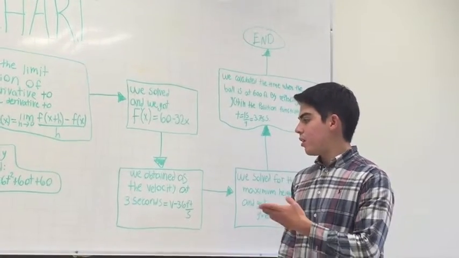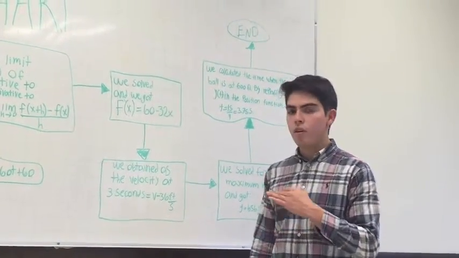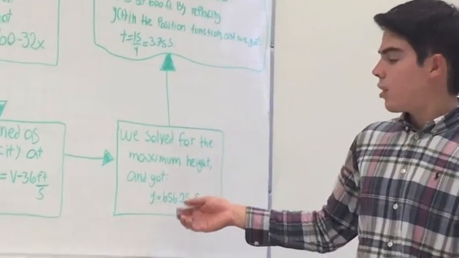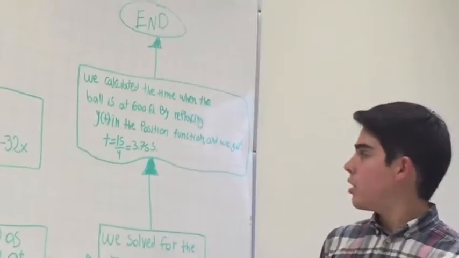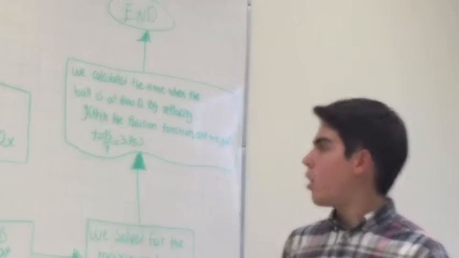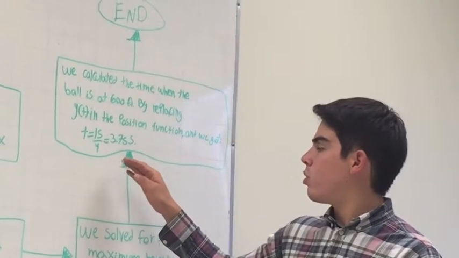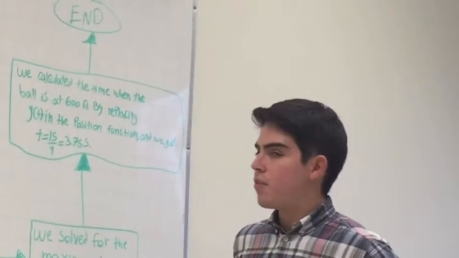Then we obtained the velocity at 3 seconds, which gave us velocity minus 36 feet per second. Then we solved for the maximum height and got y equals 656.25 feet. At the end, we calculated the time when the ball is at 600 feet by replacing y of t in the position function, and we got time is equal to 15 over 4, which gave us 3.75 seconds.